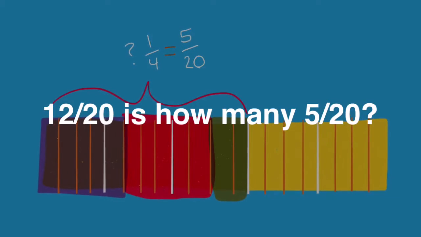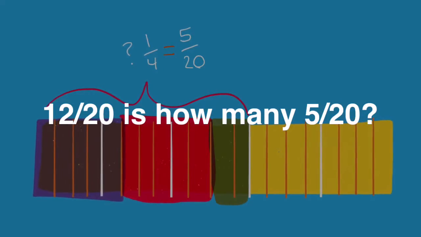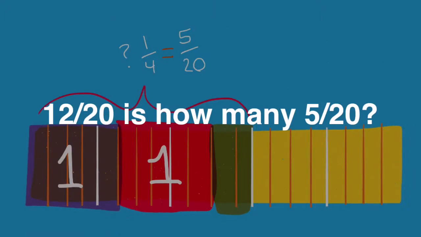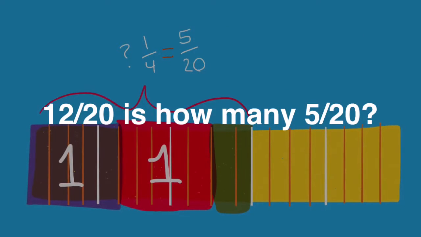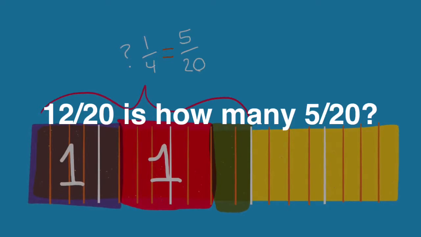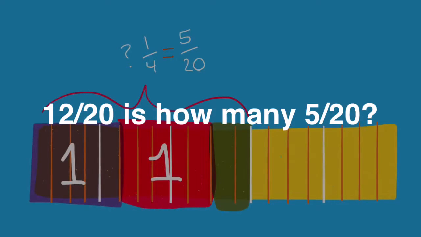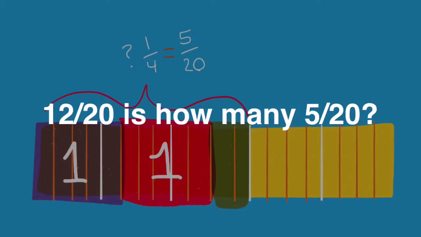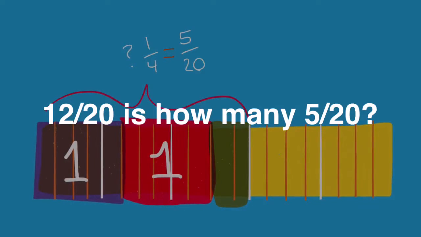And so we notice that we only have 2 parts out of the 5 that make a whole. Well, let's label those as well. Okay, so what is our answer? How many 5/20 can we take out of 12/20? Well, there was 1, we labeled that with purple. And there's another one, so label that with red. So far we have 2 groups of 5/20 that we can take out.